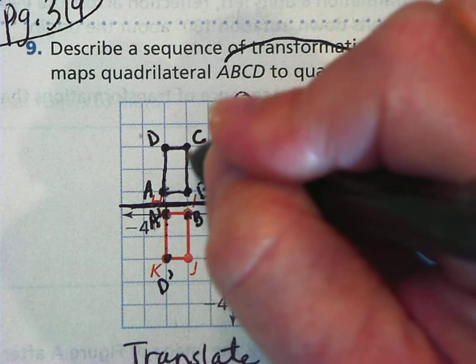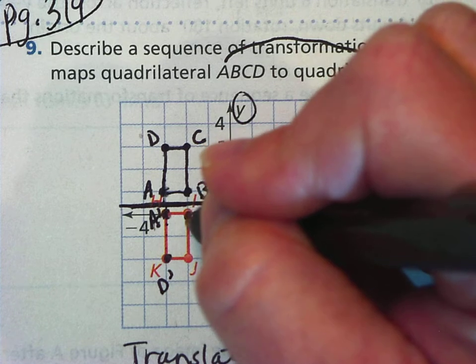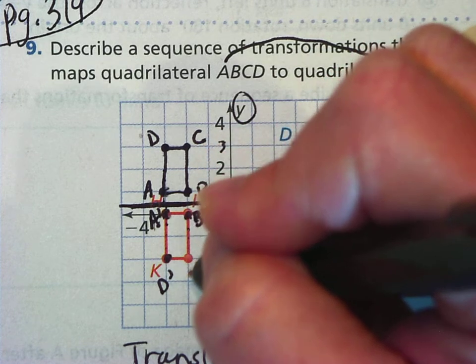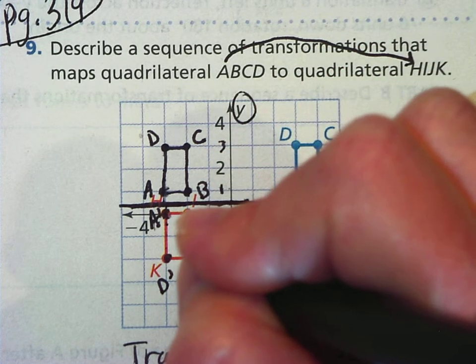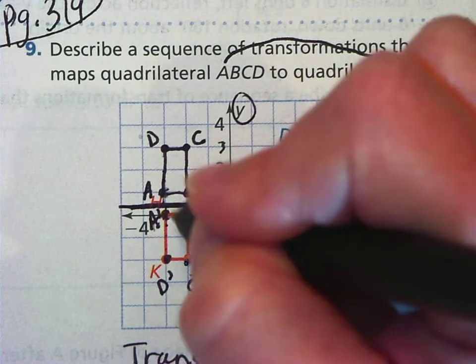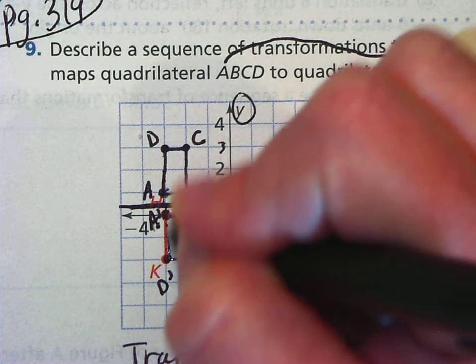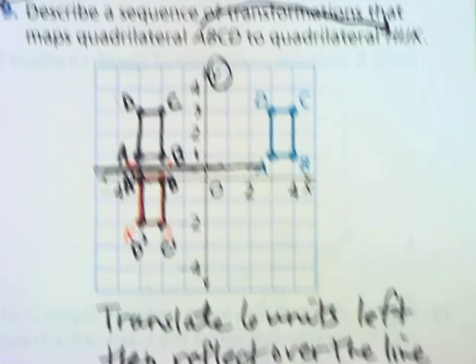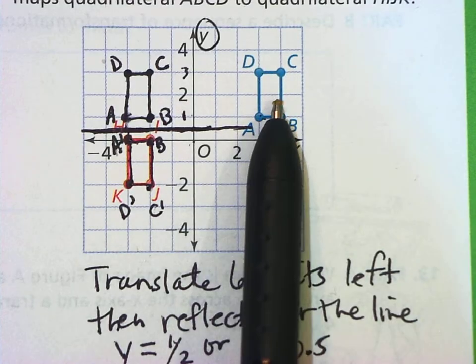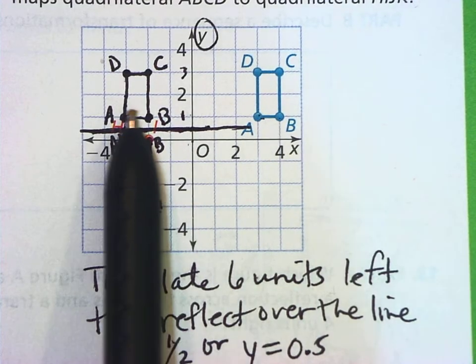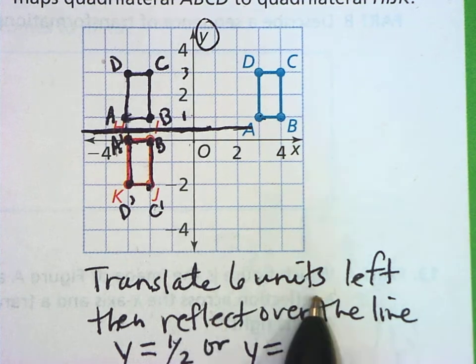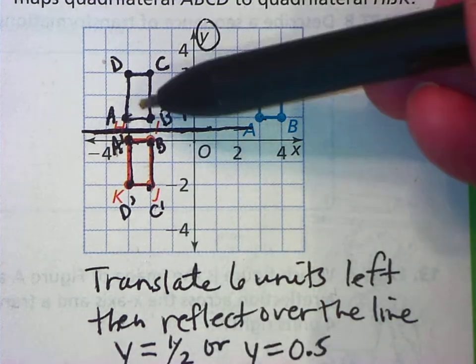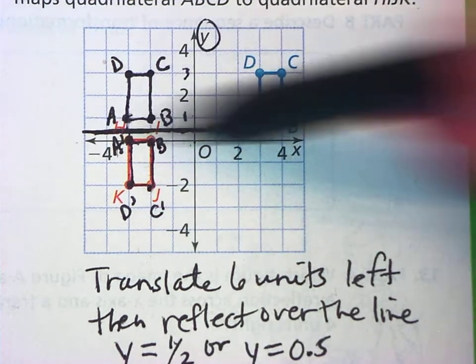And then C is 5 halves above. You're going to go 1, 2, 3, 4, 5. So 5 below. C prime will land on J. And then that means that that is a correct sequence. So the first thing we did was we translated, we just slid this rectangle 6 units left, and then we reflected over that line in the middle.